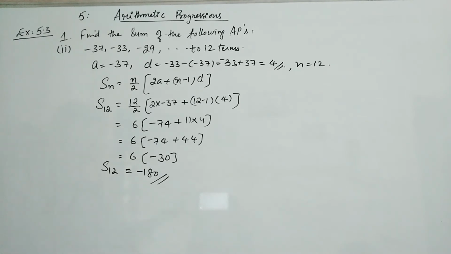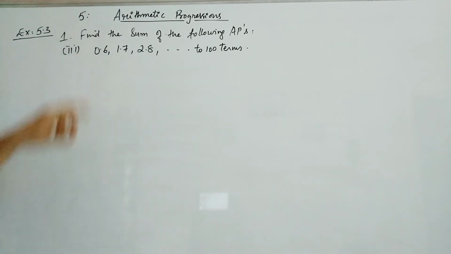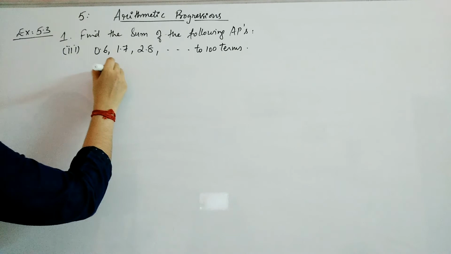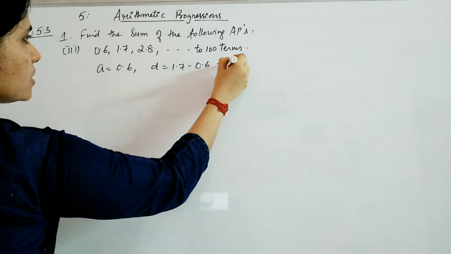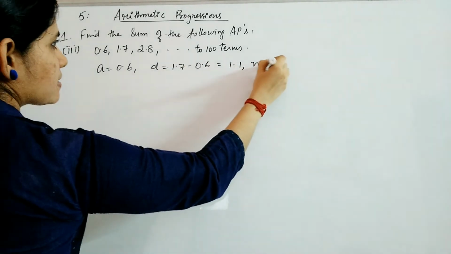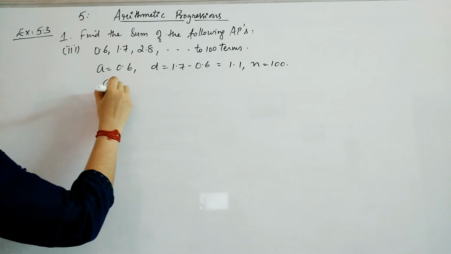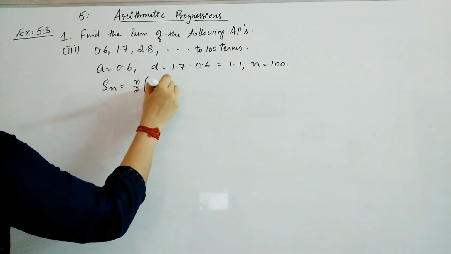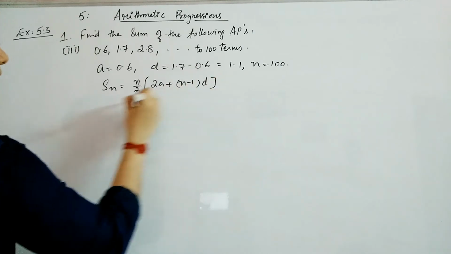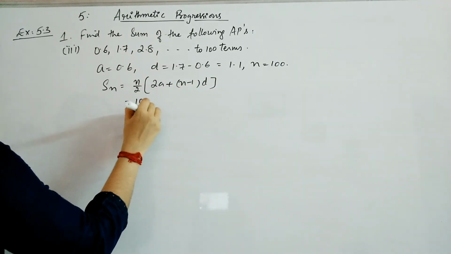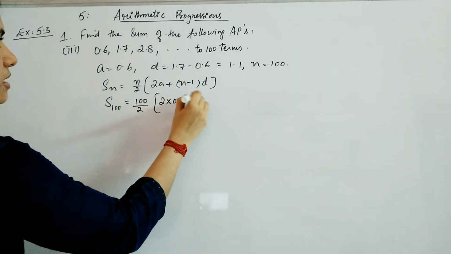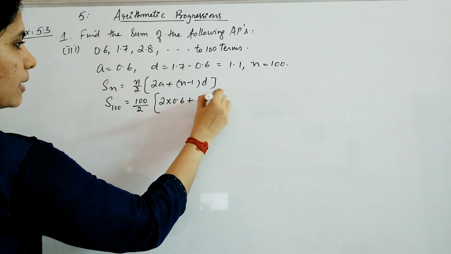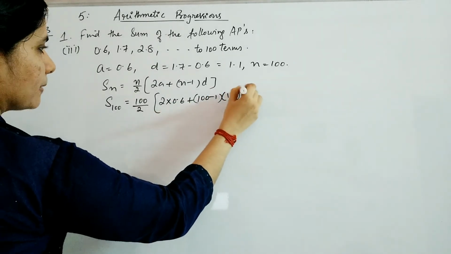minus 180. Okay. Third subdivision is 0.6, 1.7, 2.8, etc. to 100 terms. A is 0.6, D is 1.7 minus 0.6, which is equal to 1.1, and n is 100. Okay. So you have Sn is equal to n by 2 into 2a plus n minus 1 into d. n is 100 by 2. So again here you can just write S100. Okay. And this is 2 into 0.6 plus n minus 1, again 100 minus 1 into d is 1.1.